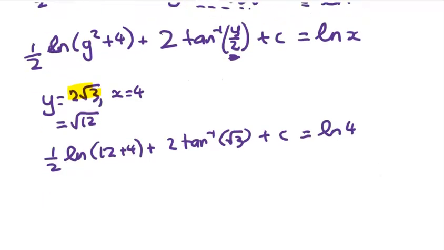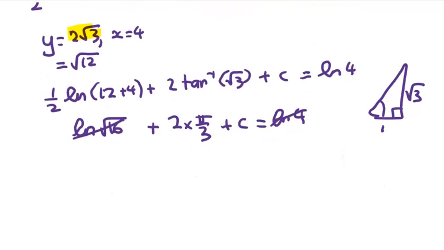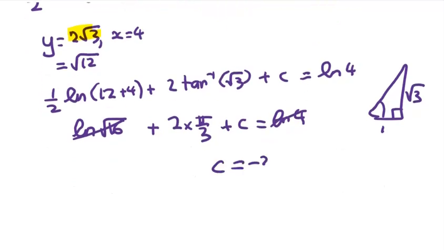Right, now here we've got the natural log of the square root of 16 using my level 2 NCEA log rules, plus 2. Now the angle whose tan is root 3 is pi on 3. So here the natural log of 16 can be subtracted from both sides, so that gives me c is equal to negative 2 pi on 3.